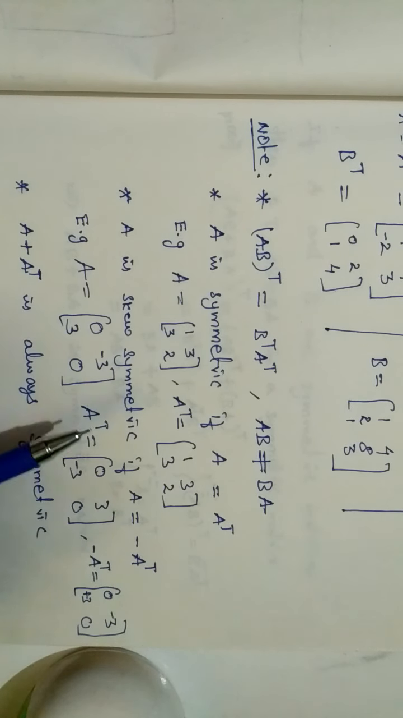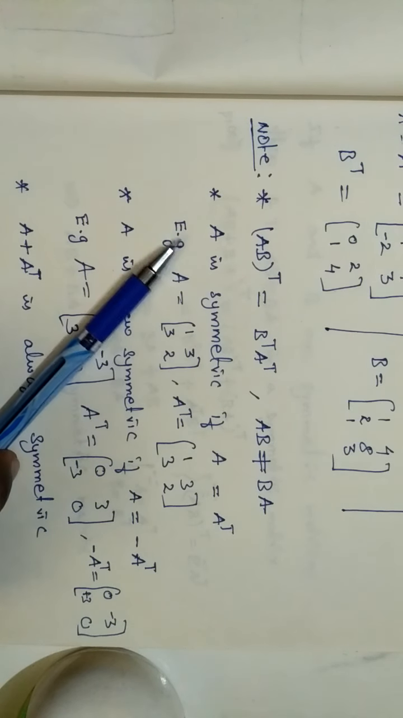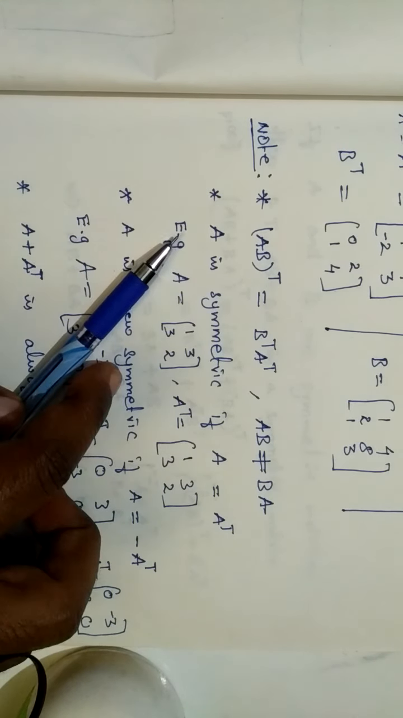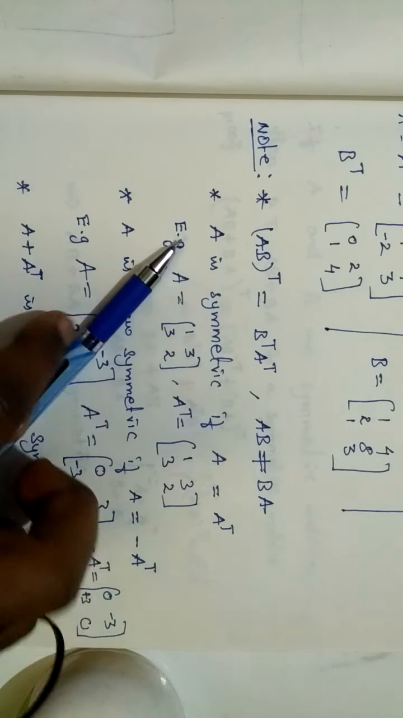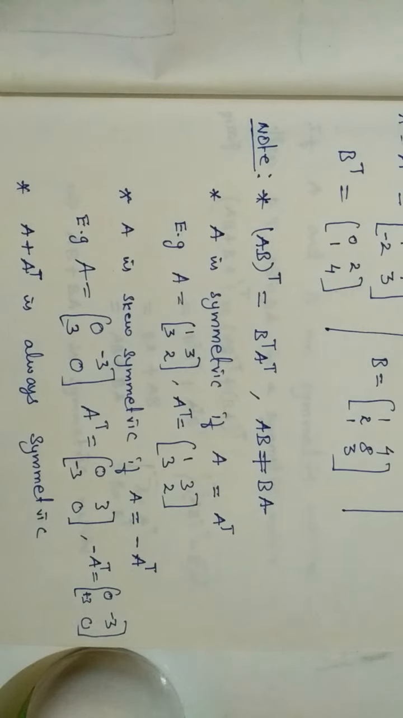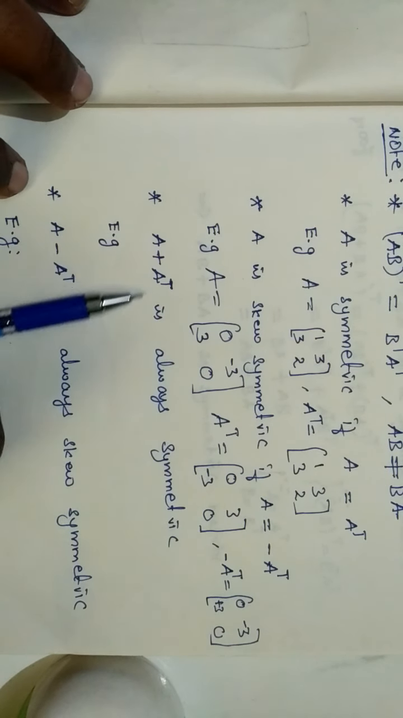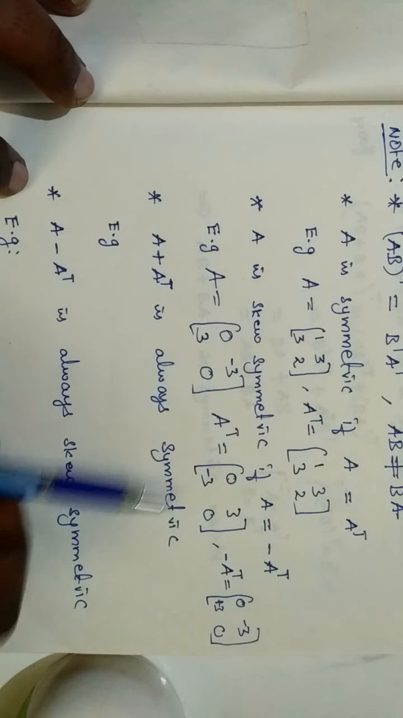And by seeing it, how do you identify whether the matrix is a skew symmetric matrix? For a skew symmetric matrix, the diagonal will be 0, and when you cross the diagonal, the element will reflect over here, but sign-wise there will be a difference. Okay, and then the next topic, that is, A plus A transpose is always symmetric.